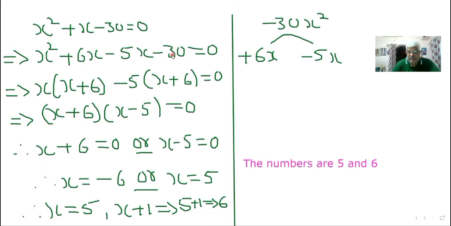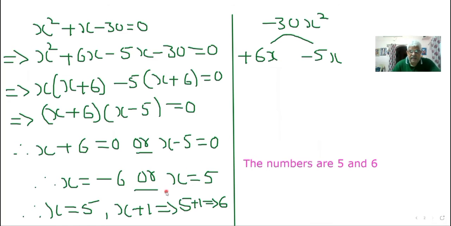Remember, minus 30. First group, the common factor is x, remaining is x plus 6. Second group, the common factor is minus 5, remaining is x plus 6, equals 0. Now, it can be written as: overall common factor is x plus 6, remaining terms are x minus 5, equal to 0. Now first term equal to 0, second term equal to 0. That is, x plus 6 equals 0, x minus 5 equals 0. Therefore, plus 6 you shift, it becomes minus 6; minus 5 you shift, it becomes plus 5. Here minus 6 and plus 5, two answers we got.